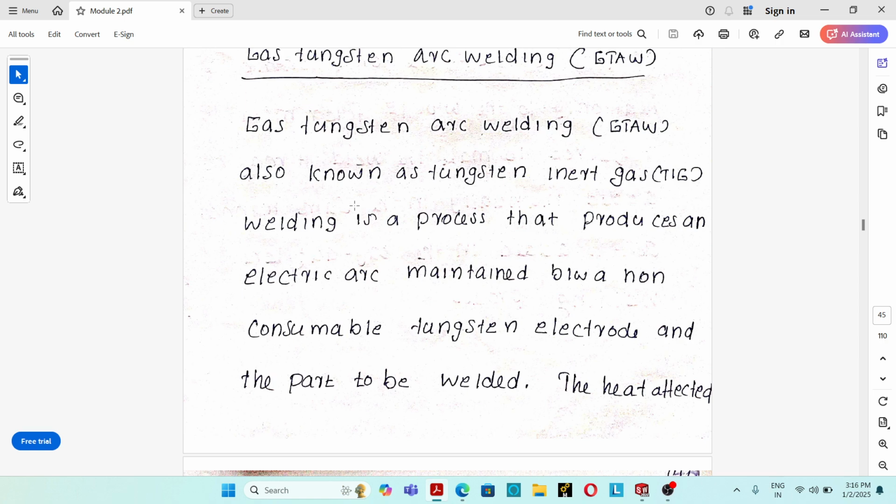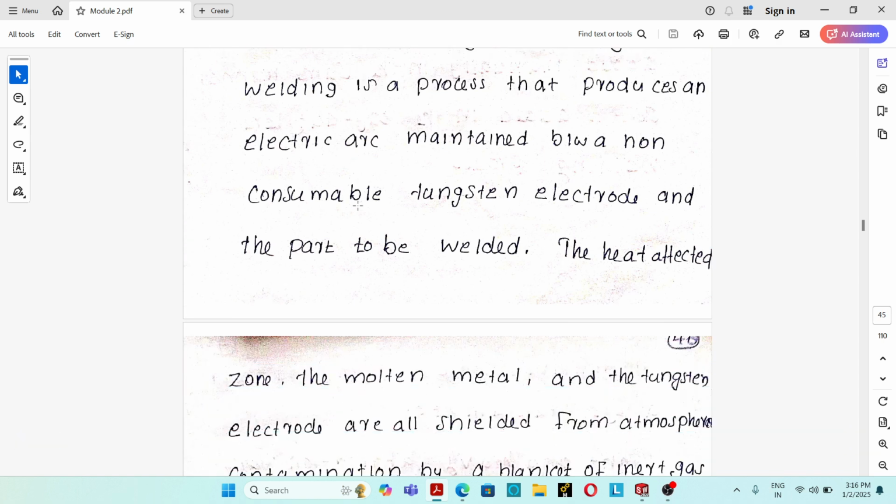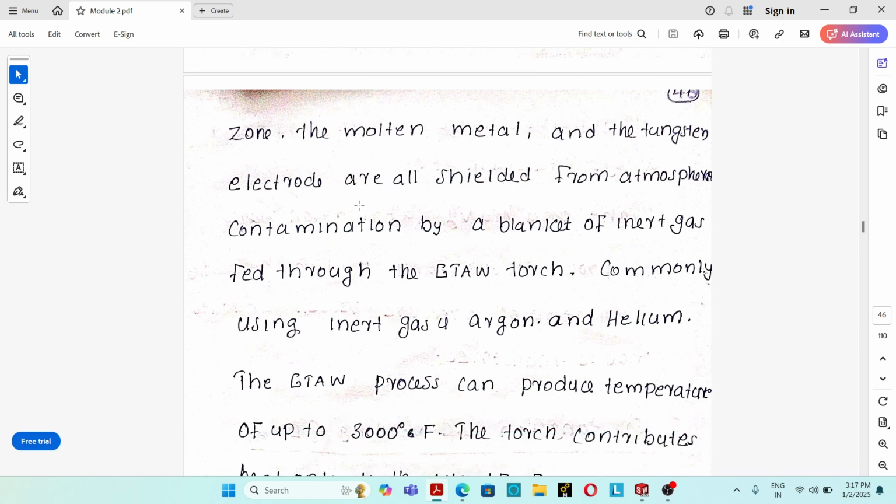Non-consumable tungsten electrodes are used. Non-consumable tungsten electrode means it does not get consumed during the welding process. The electrode does not get melted when the electric arc is created between the electrode and the workpiece. During the TIG welding process, the heat affected zone, molten metal and the tungsten electrode are shielded from atmospheric contamination by a blanket of inert gas. So inert gas shielding is used to protect the heat affected zone, molten metal and tungsten electrode from atmospheric contamination.